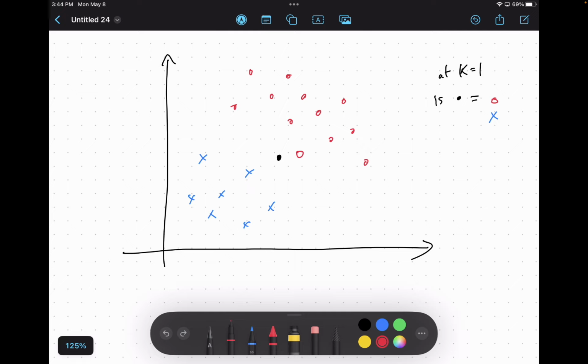Okay, what about at k equals 2? Still red. Yeah, that's right. So my two nearest neighbors are here and probably here, and so it'll just retain the one from before. What if my point was over here? My two nearest neighbors are blue, so it'll be a blue X. Okay?